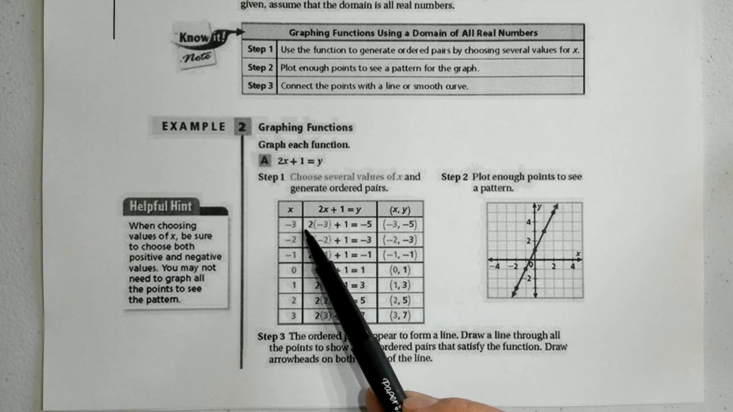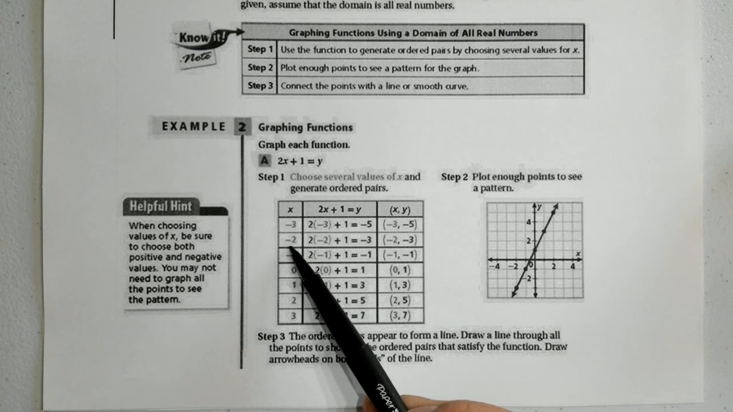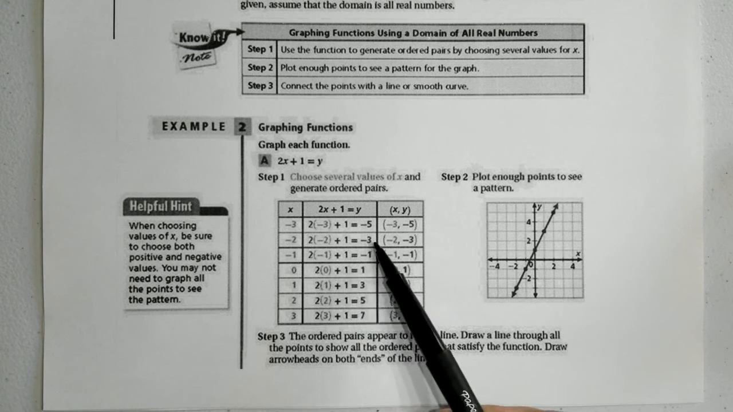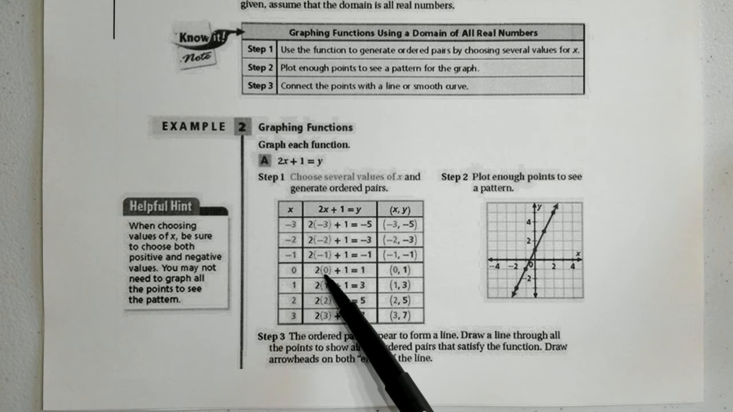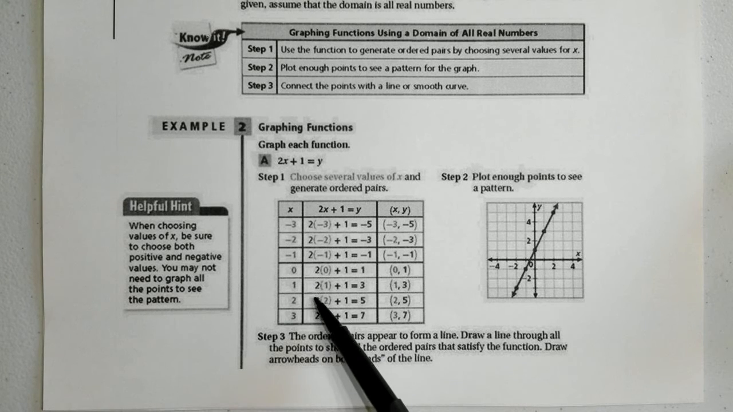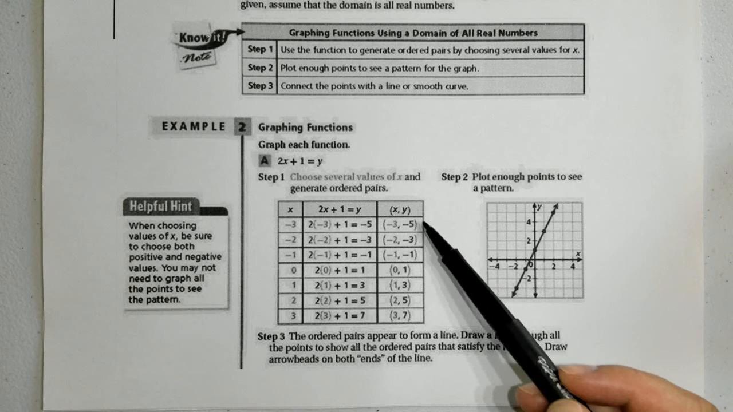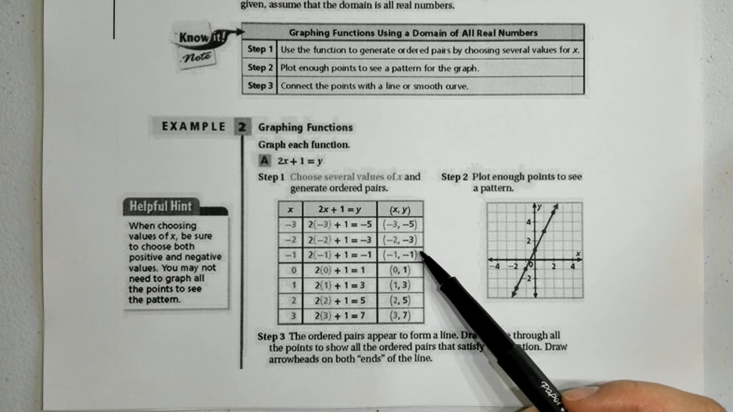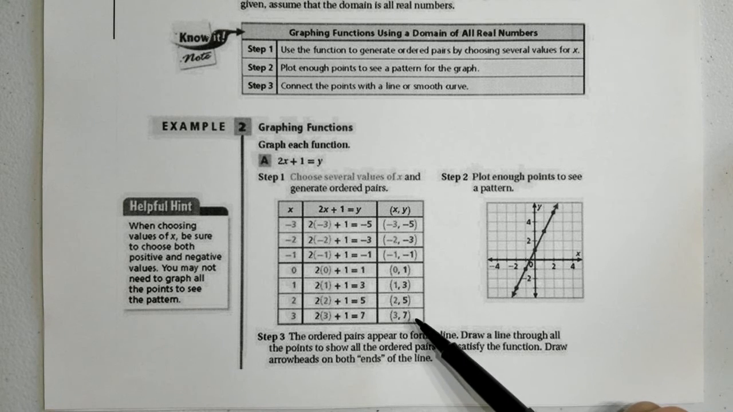So here we're going to substitute those in. So 2 times negative 3 plus 1 gives us negative 5. 2 times negative 2 plus 1 gives us negative 3. 2 times negative 1 plus 1 gives us negative 1. 2 times 0 plus 1 gives us 1. 2 times 1 plus 1 gives us 3. 2 times 2 plus 1 gives us 5. 2 times 3 plus 1 gives us 7. So these are our ordered pairs. Negative 3, negative 5; negative 2, negative 3; negative 1, negative 1; 0, 1; 1, 3; 2, 5; 3, 7.